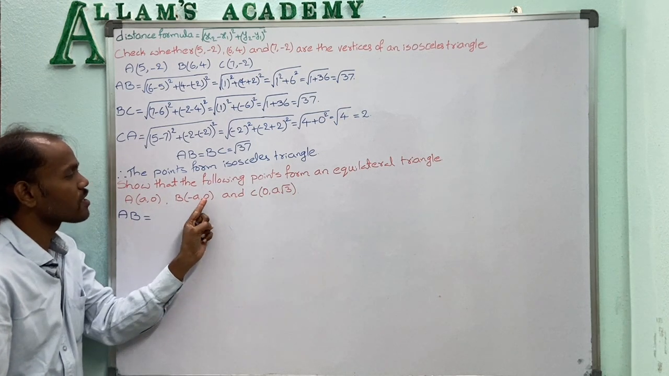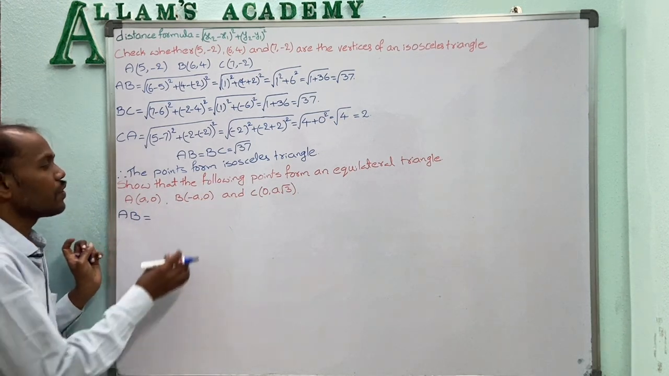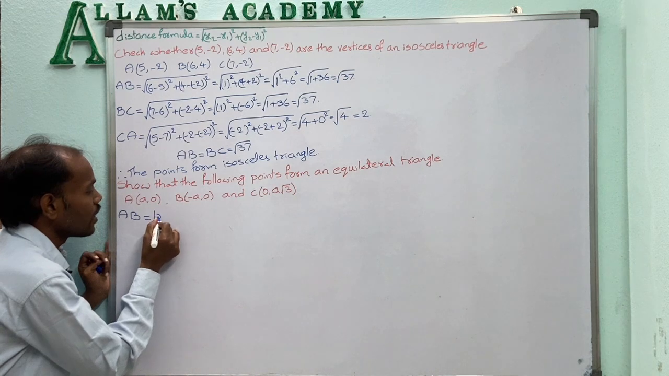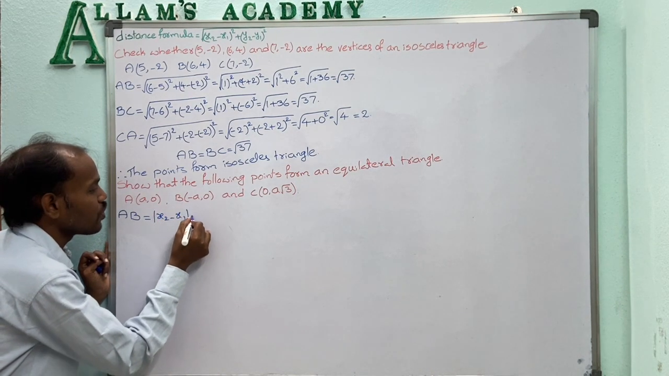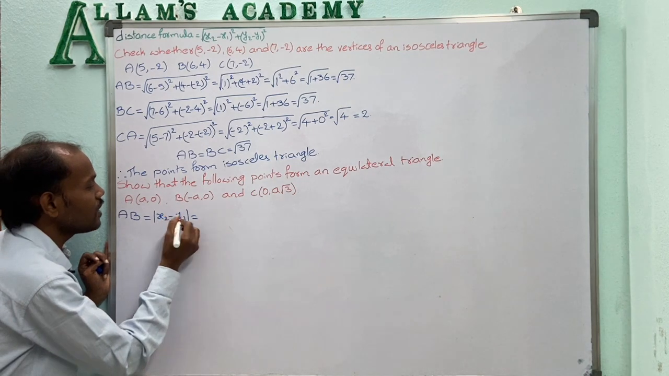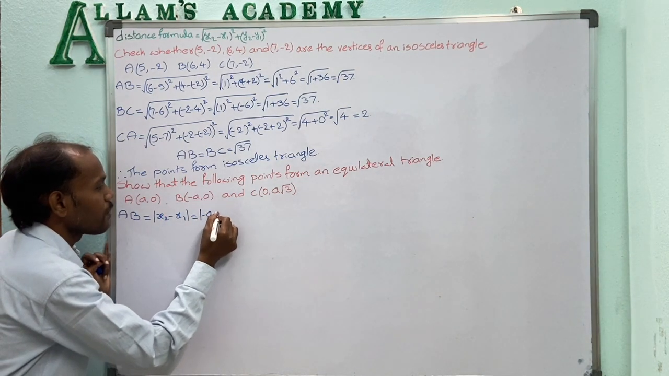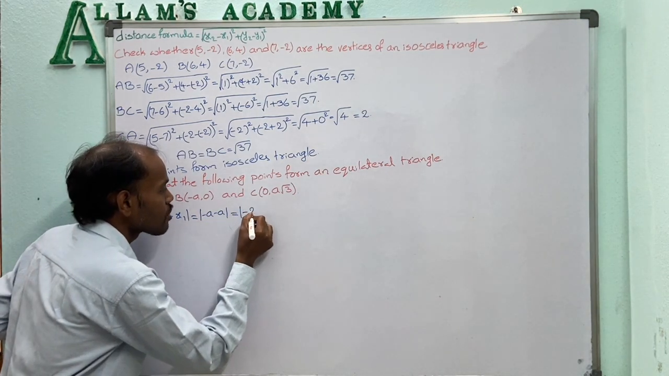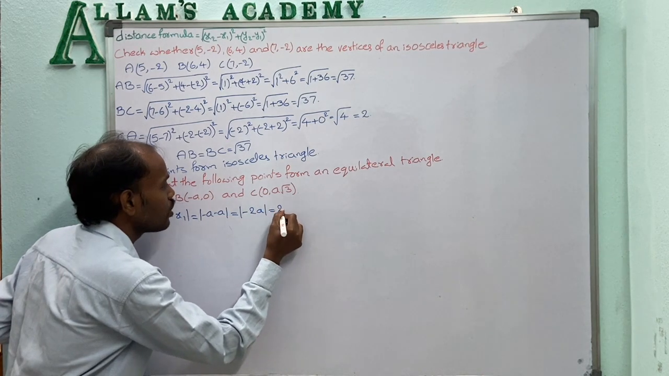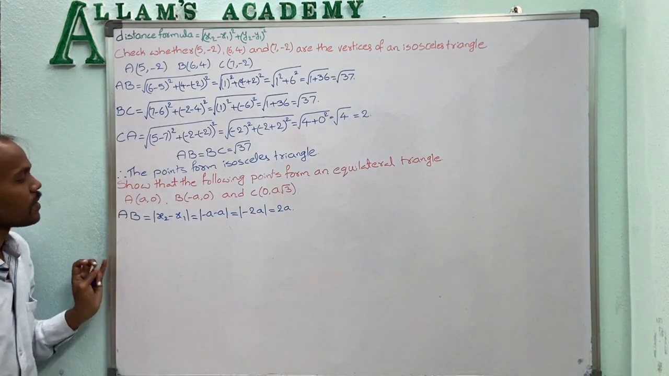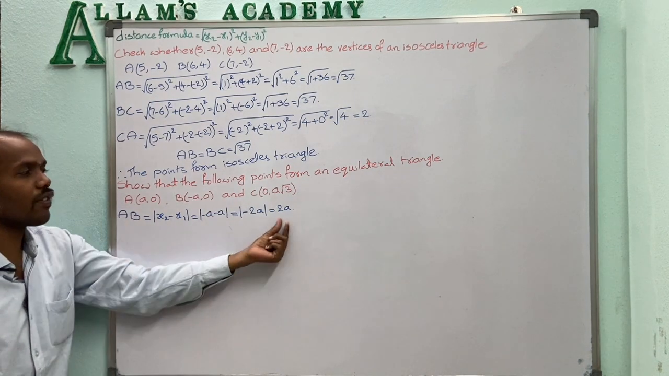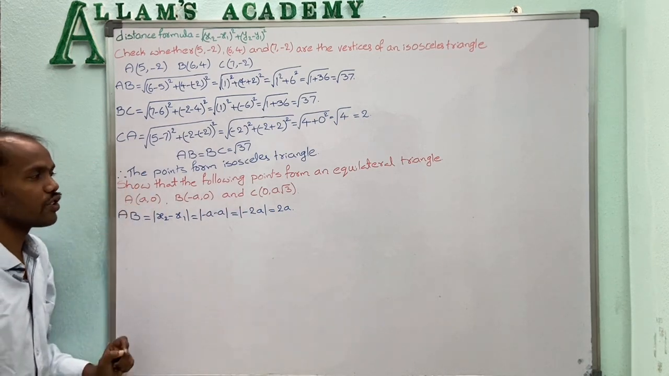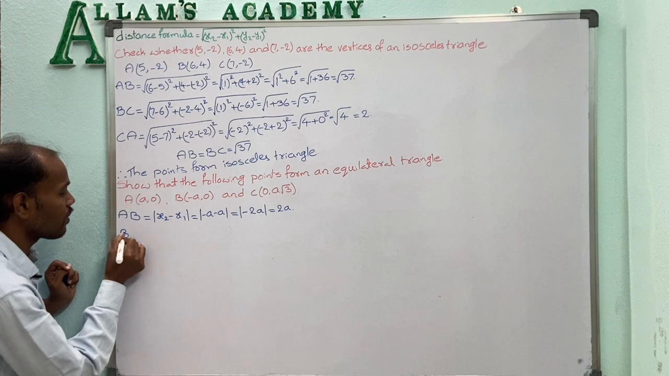Now here these two points have equal y coordinates. If y coordinates are equal, then the distance between the points is mod of x2 minus x1. Using that principle, we can write mod of (-a minus a), that is minus 2a. Mod of minus 2a is equal to 2a units. So the length of the side AB is 2a units. That means BC and CA must also be 2a units, then only it forms an equilateral triangle.